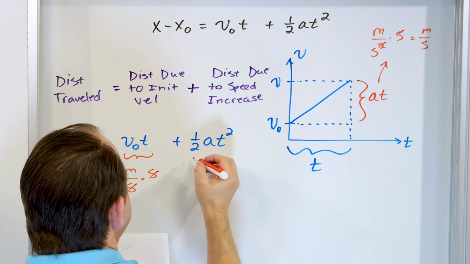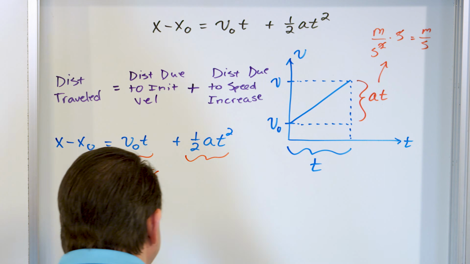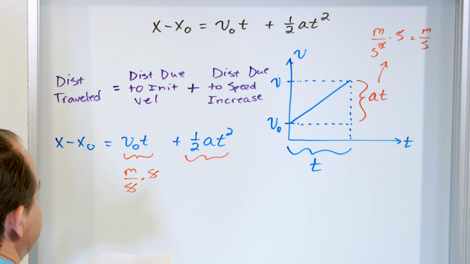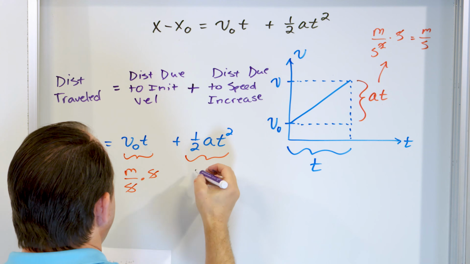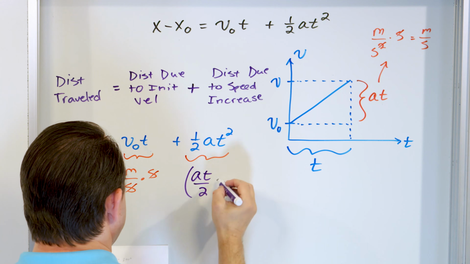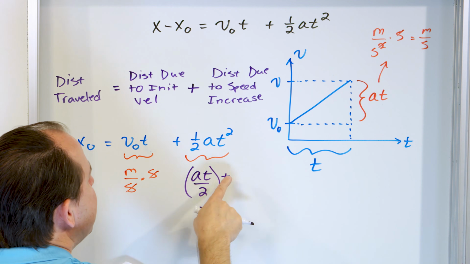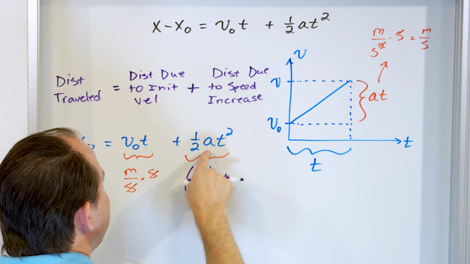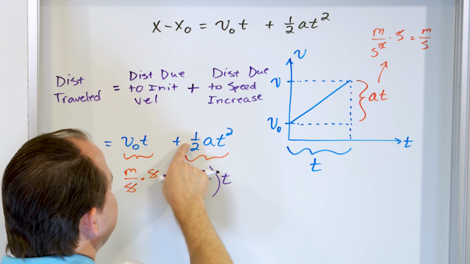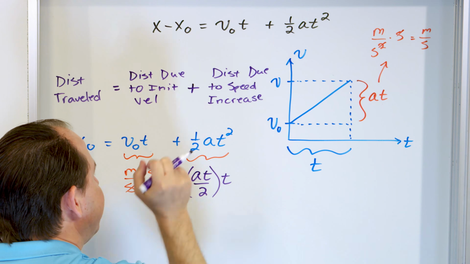All right, so what you have here is the way I want you to write this or think about it. Instead of thinking about it as 1/2 at squared, I want you to think about it as acceleration times time over 2 multiplied by t. First of all, make sure you agree that this is the same as this. T times t is t squared, and then you have times the a, and then you're dividing by 2, which is the same as multiplying by 1/2. All right, so we've established this is the same thing as this.